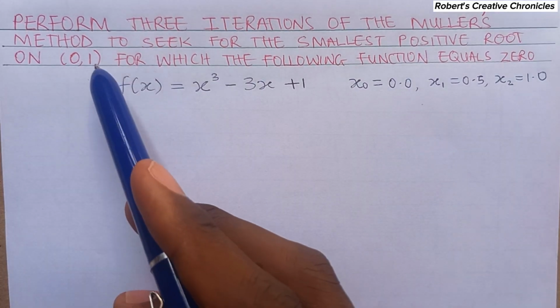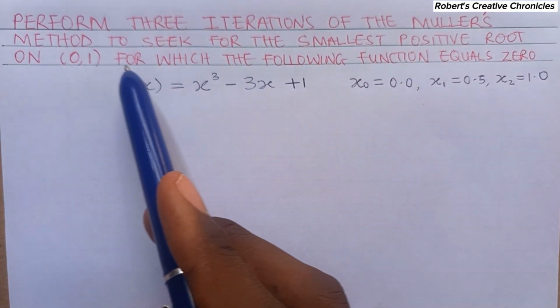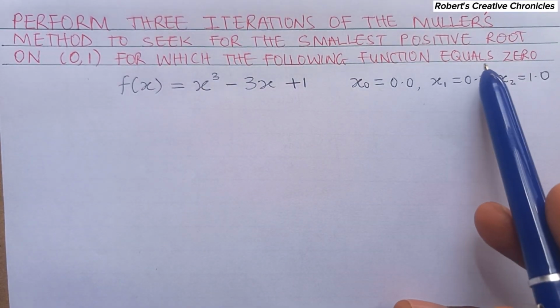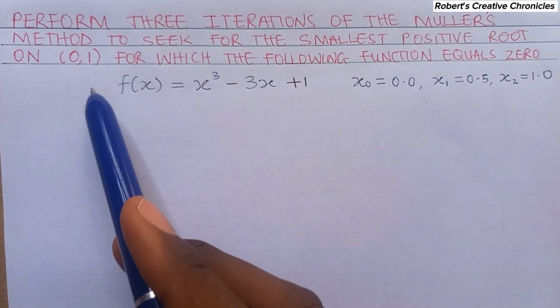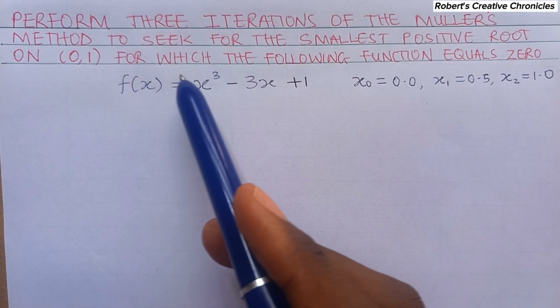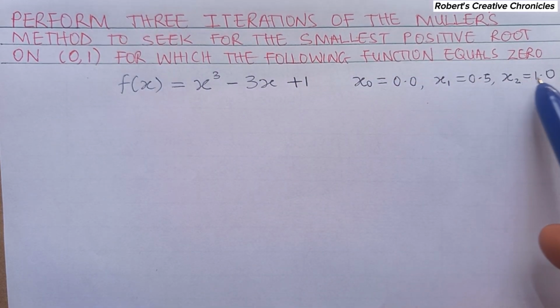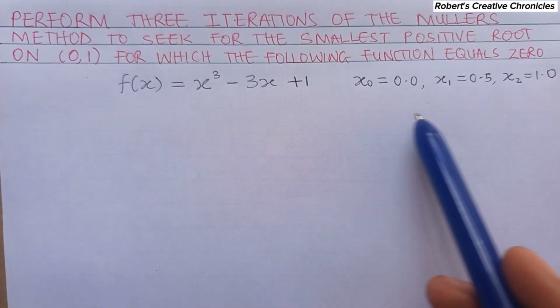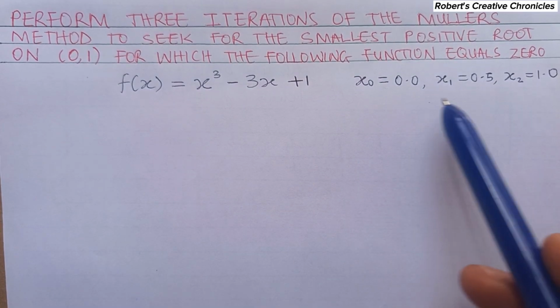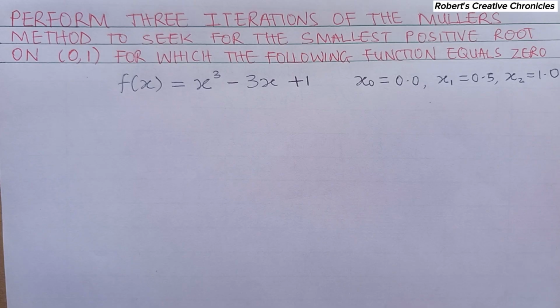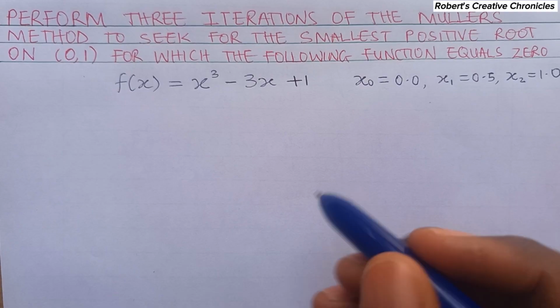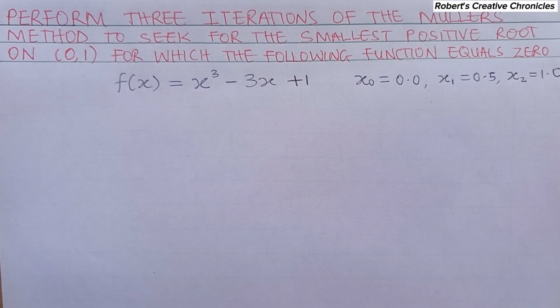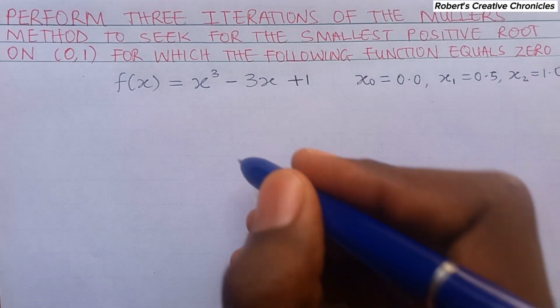So today we'll be solving this question, which states: perform 3 iterations of Muller's method to seek the smallest positive root on 0 to 1 for which the following function equals 0. This is the function. Muller's method uses 3 initial approximations to the root. So these are the 3, x0 to x2. So, solution.